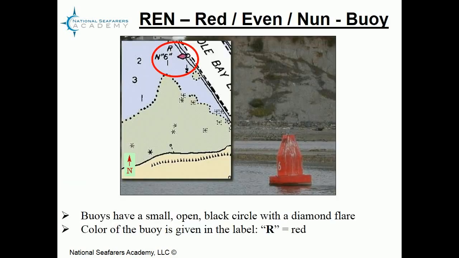Unlighted red buoys are red in color, even numbered, and are nun-shaped. On a nautical chart, unlighted buoys have a small, open, black circle with a red diamond flare. In this case, the color of the buoy is given in the label, R equals red, and it is the number 6 buoy. Most aids to navigation are fitted with retroreflective material to increase their visibility in darkness. The reflected color will be the same color as if the navigation aid was lighted.